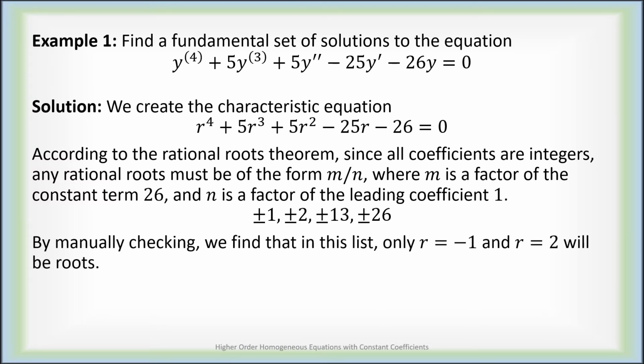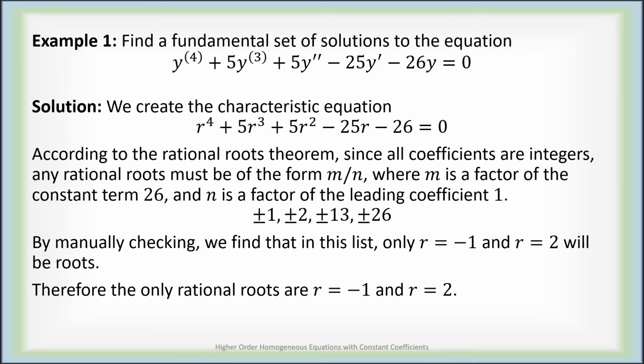And if we simply test them all by hand, we'll find that r equals minus 1 and r equals 2 are roots, but none of the others are. So the only possible rational roots are r equals minus 1 and r equals 2. This doesn't mean it's the only roots. However, they are the only rational roots.